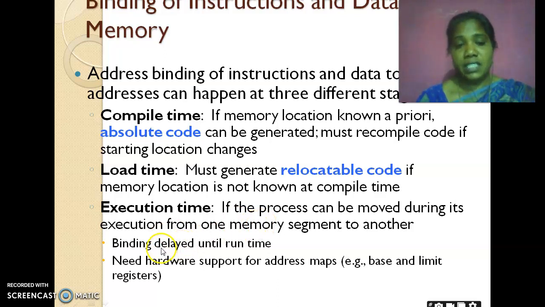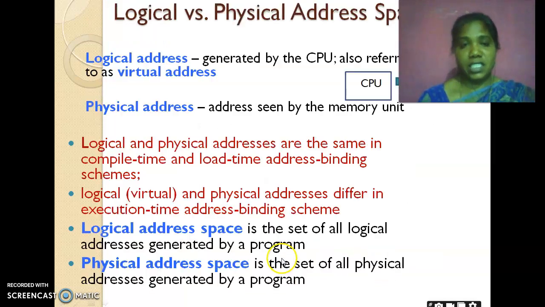So that means the binding is delayed until run time. It is going to need hardware support for the address map. That means, for example, base and limit registers. Then logical versus physical address space. You have already seen what a logical address is. That means it is generated by the CPU. Physical address is generated by the memory unit.